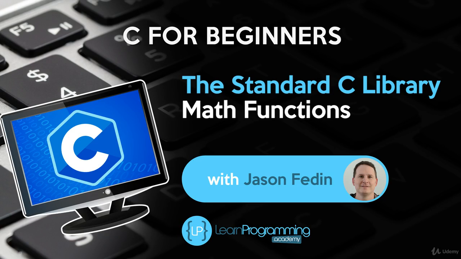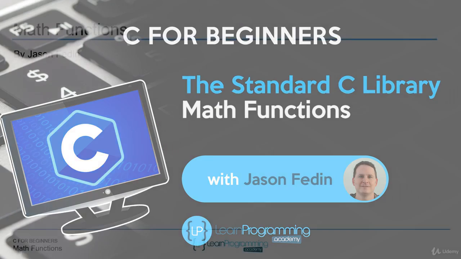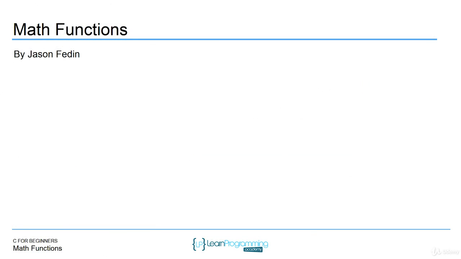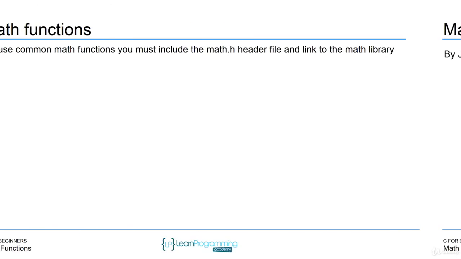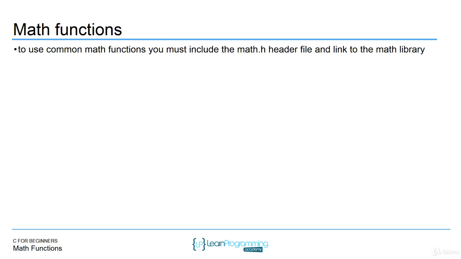Hello and welcome back. In this lecture I want to talk about some of the math functions that are provided by the standard C library. To use common math functions you have to include the math.h header file, and you also have to link to the math library. The linking usually happens for you when you build using an IDE like Code::Blocks. The math functions are great for performing arithmetic and specific complicated arithmetic.